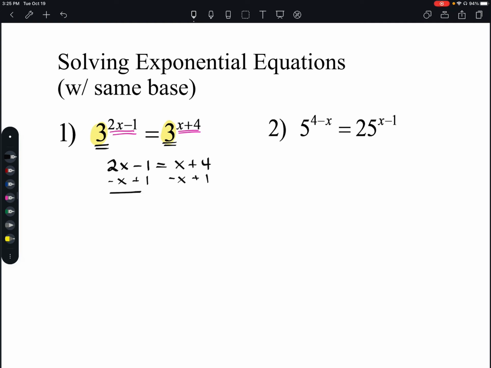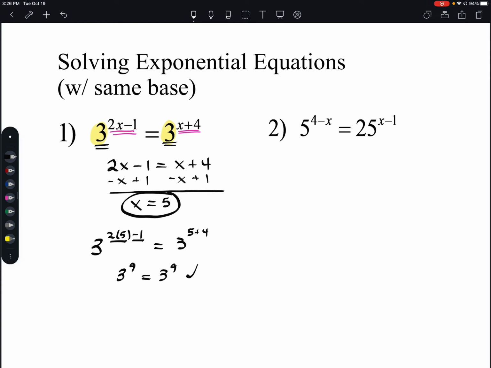So we're going to end up on this one with x equal to 5. And if we substitute it back in, you'll see we have 3 to the power of 2 times 5 minus 1 should equal 3 to the power of 5 plus 4. Well, 2 times 5 is 10, minus 1 is 9, so this is 3 to the 9th power, which should equal 3 to the 9th power. So we know that it's correct.